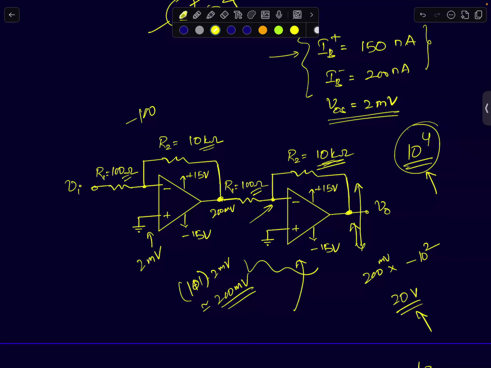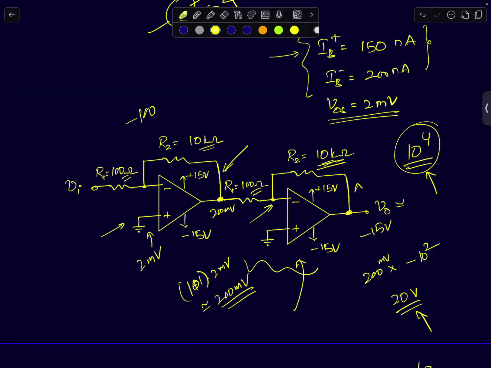Now we are similarly analyzing the impact of offsets and the input bias currents. If I assume an offset of 2 millivolts for the first stage, the first stage will amplify by a factor of 101. Let's assume that's close to 100. That will give me an output voltage of 200 millivolts. Now the second stage will again amplify by a factor of minus 100, so that will give me an output voltage of minus 20 volts. So your output should go to minus 20, but it will saturate at minus 15 volts.